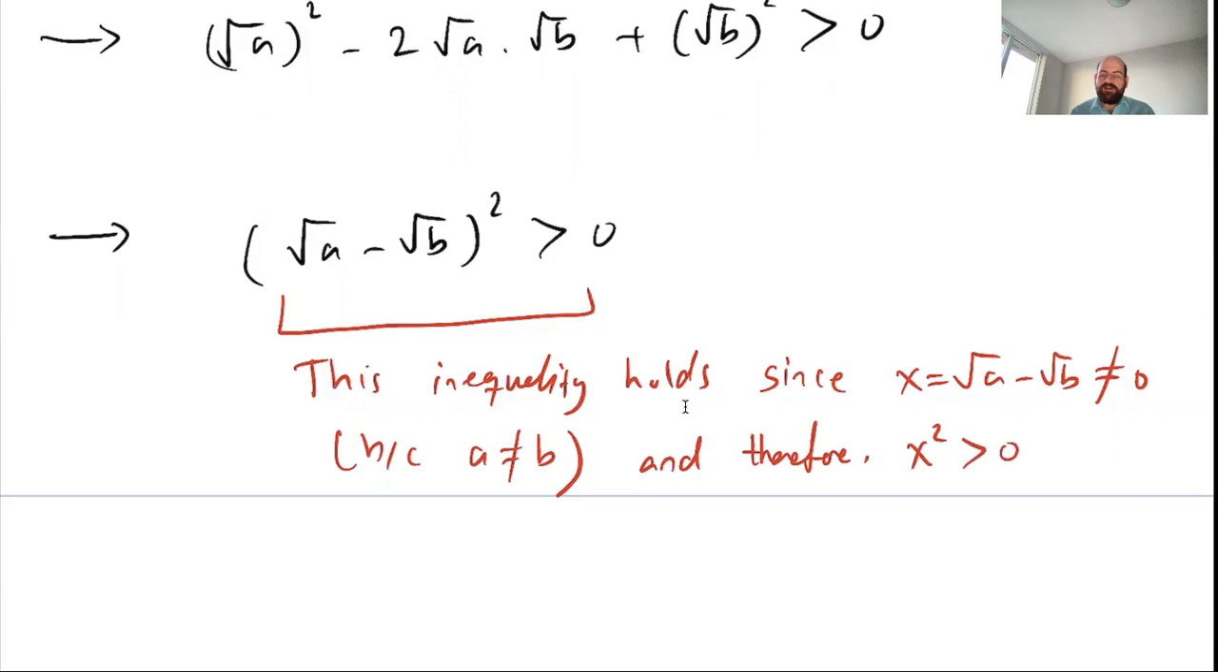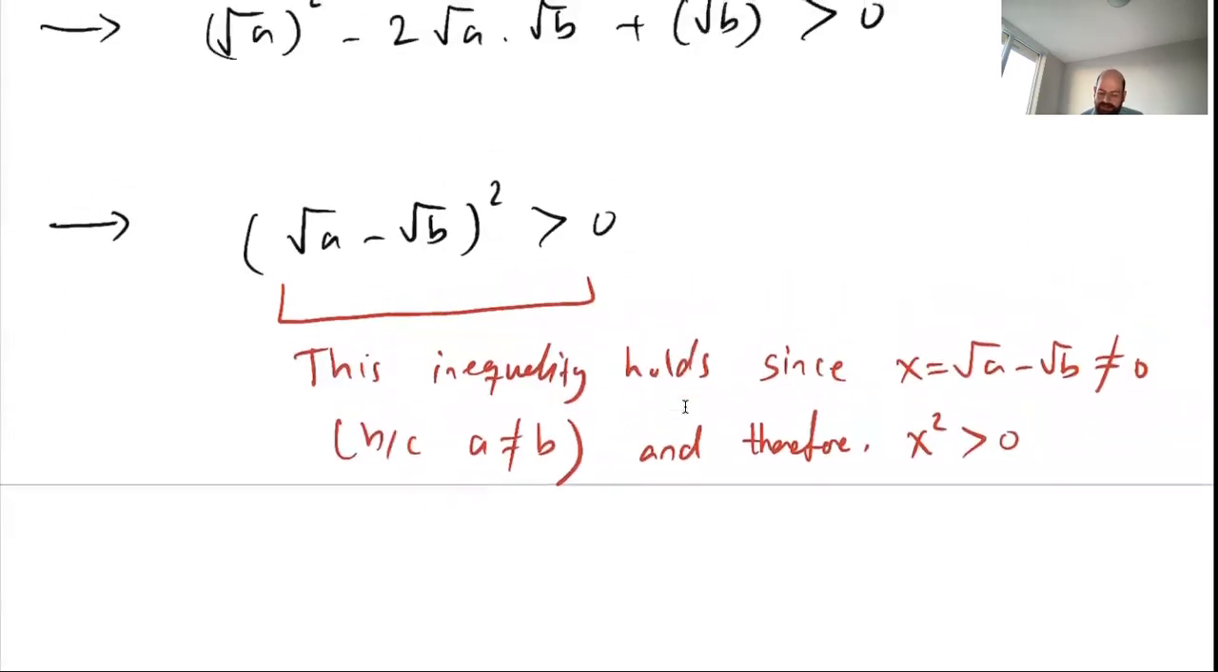I repeat one more time. x squared is bigger than or equal to 0 for every real number x. But when can I say that x squared is strictly bigger than 0? If x is any real number except 0. So here, x is root a minus root b. I set x to be root a minus root b, which is not 0, because by assumption a is not equal to b, and therefore x squared is bigger than 0. So this step is true.